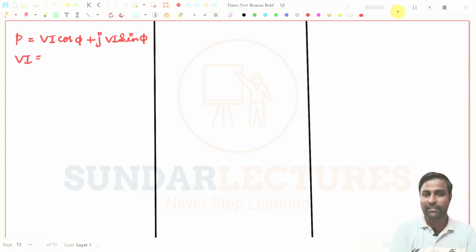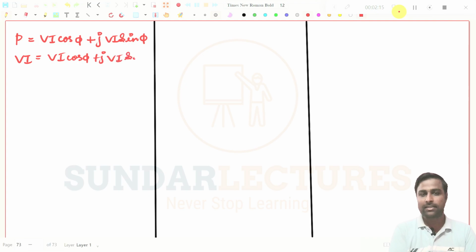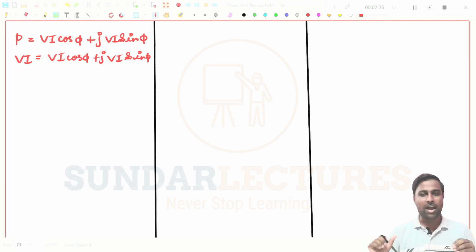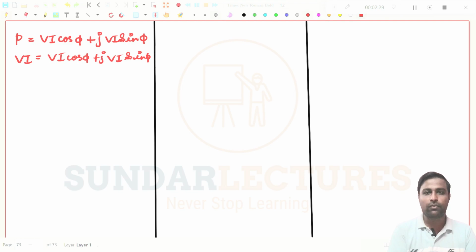What is power? Power, which is actually VI, will be VI cos phi plus j VI sin phi. I will write it like this because we have seen this one, right? An AC quantity can be divided into two parts: one is the cos phi term and one is the sin phi term, right? So for that we would have drawn the triangles. Triangles can be drawn like this, right?